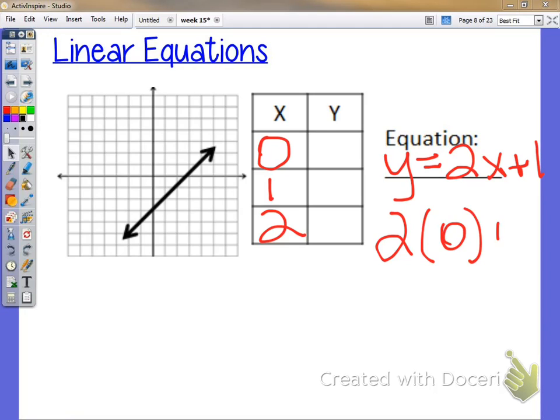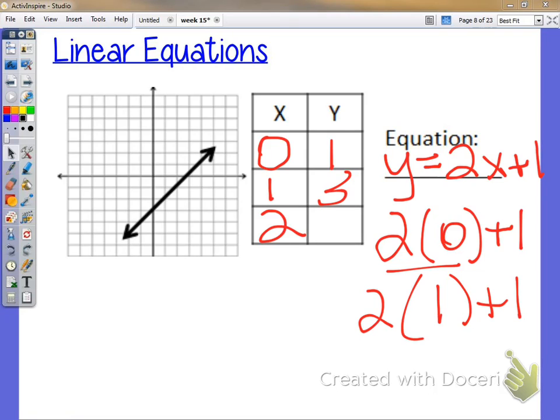So what if x was 0? What's 2 times 0? 0. Plus 1? 1. Okay, what if x was 1? What's 2 times 1? 2. Plus 1? 3. And what if x was 2? 2 times 2? 4. Plus 1? 5. Is this hard math yet? No. If I have an x and a y, can I graph these? Can you graph those if you have the x and the y?